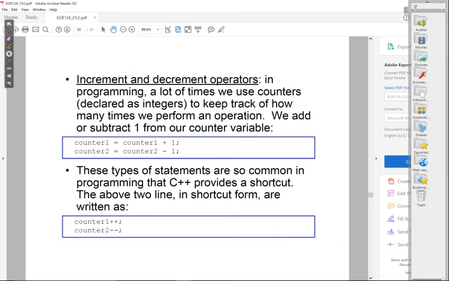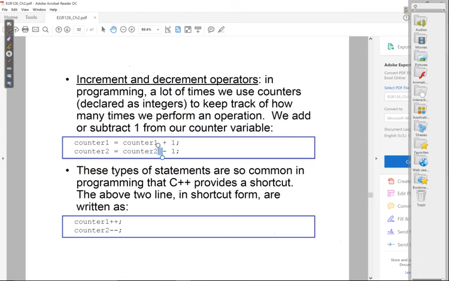C++, okay, and this is a very nice shortcut that allows you to do something like this. In a lot of programs that you write, what you're going to do is something as shown in this blue box here. You set up some variable, and then you say that that variable is equal to its current value plus 1, or equal to its current value minus 1.